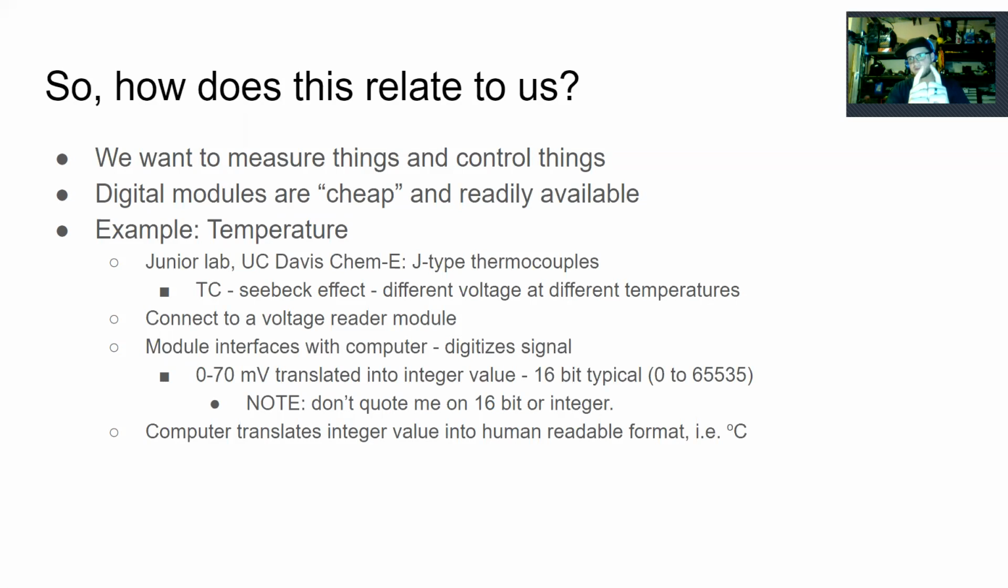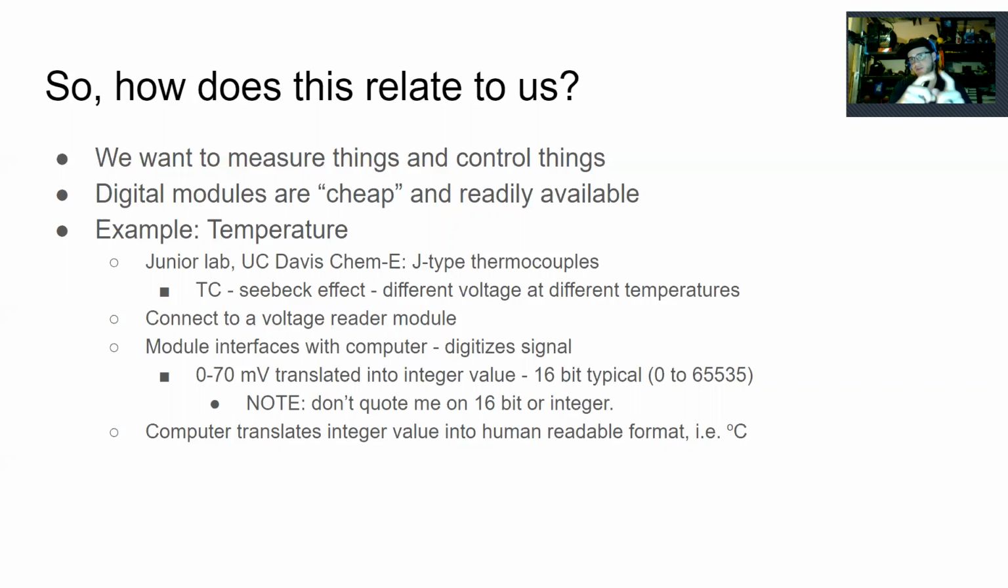And the J-type just refers to what those two metals are. And what this does is it takes advantage of what's called the Seebeck effect, where that junction actually produces a voltage potential dependent on the temperature of the environment, or actual temperature of that metal junction. So when you submerge that into a hot fluid or a cold fluid, the voltage across that junction is going to be different. And you can hook that up to a little computer module and measure that voltage change, or that voltage potential at any given temperature.